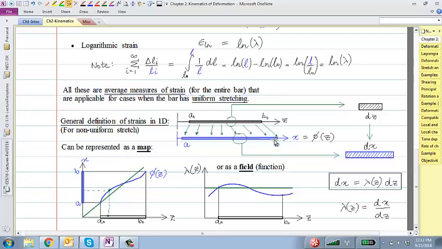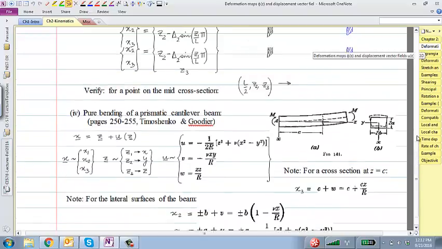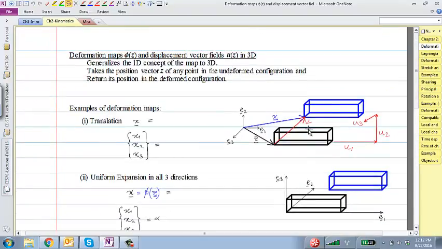Now all of this is just for this one-dimensional body. But what we're going to try to do is to extend these ideas for something that is a finite-sized body in 2D or in 3D. So in order to do that, we are going to extend this idea in terms of a deformation map or a displacement map.